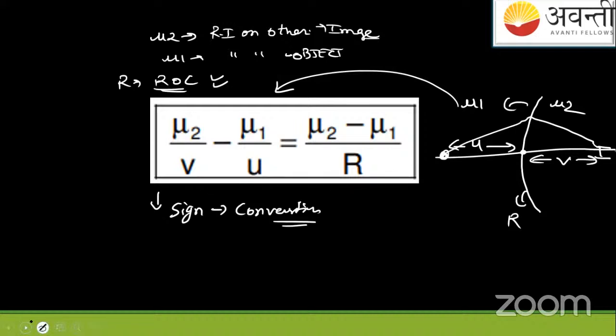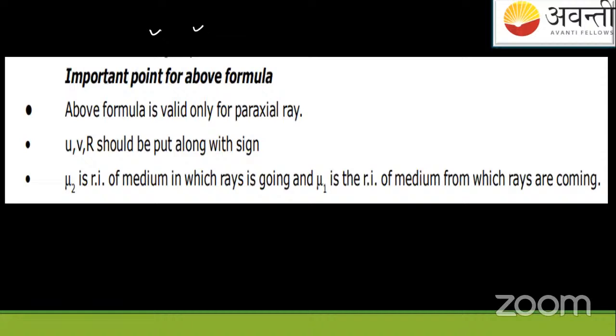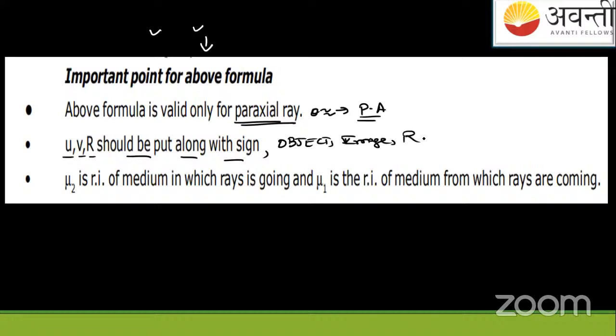See, these are the important notes which you must write in your notebook. You have to put: the above formula is valid for paraxial rays. Paraxial rays means rays which are near to the principal axis, making a very small angle. U, V, R should be put along with the sign. U means object distance, V means image distance, R means radius of curvature.